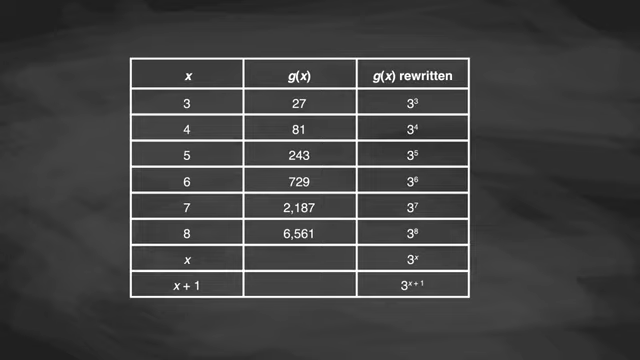Each g of x value can be rewritten with base 3. 27 is the same as 3 to the third power. 81 is the same as 3 to the fourth power, and so on. Basically, each g of x value can be rewritten as 3, which is the constant ratio, raised to the x power. That means when the input value is x, g of x is 3 to the x, and when the input is x plus 1, the output is 3 to the x plus 1.